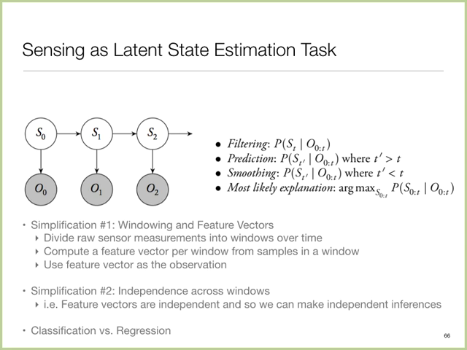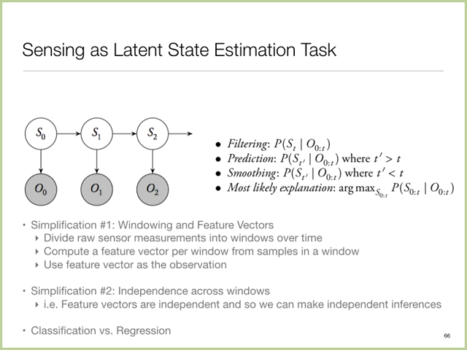Prediction says that given the observations until time t, I want to predict the state at a future instant of time. Not at time t, but at some t prime which is greater than t. And this obviously is often what we want, because we want to take an action which itself will require some time, and therefore I need to predict, right?